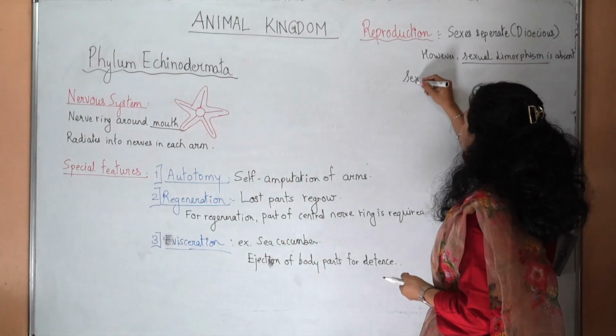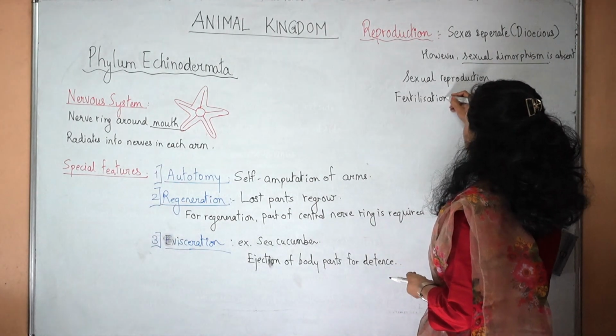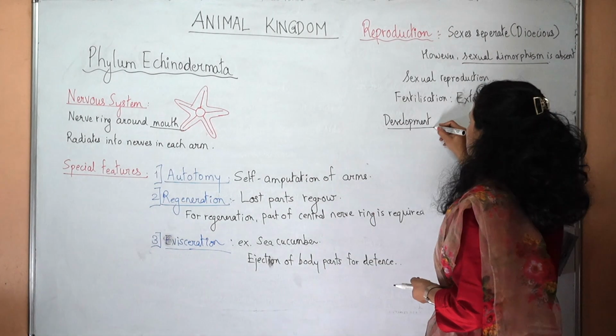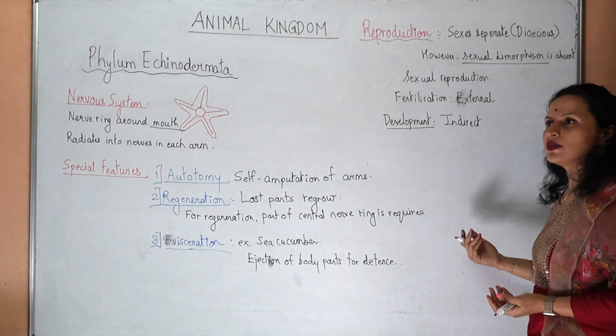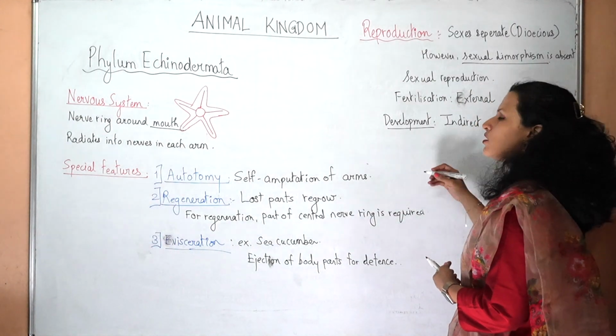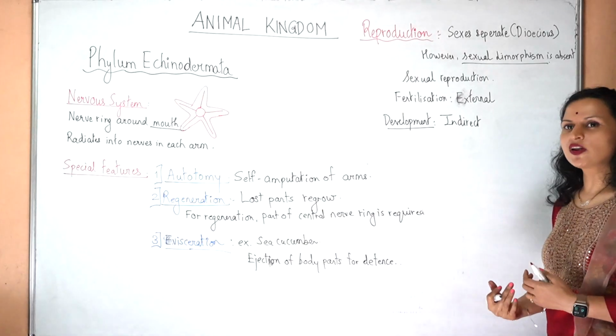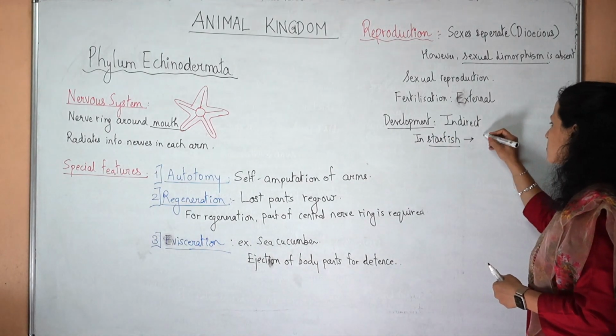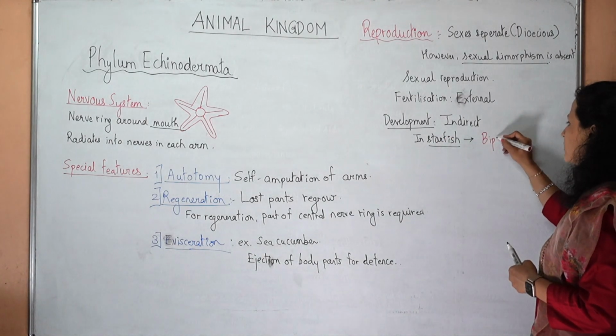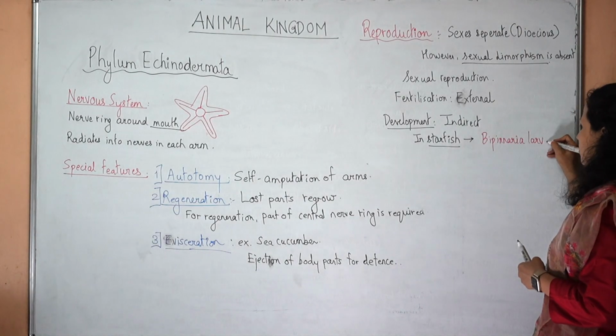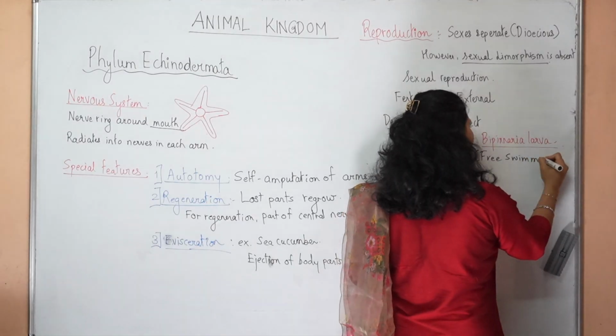There is sexual reproduction. Fertilization is external and the development is indirect. And indirect means that there will be a larva involved. Different classes have different types of larvae. In starfish, there is this larva called as the bipinnaria larva, which will have a bilateral symmetry. This is a free swimming larva.